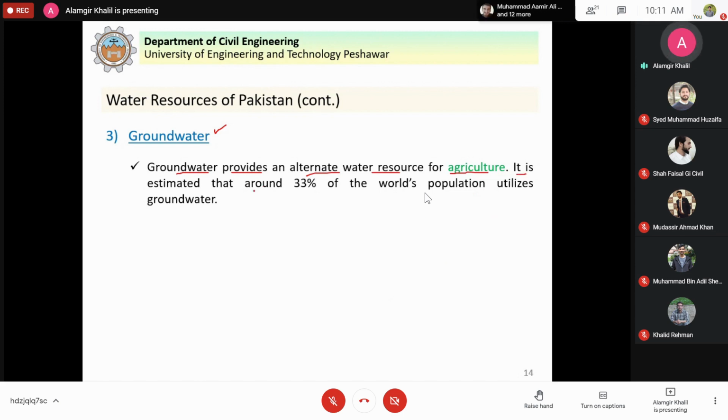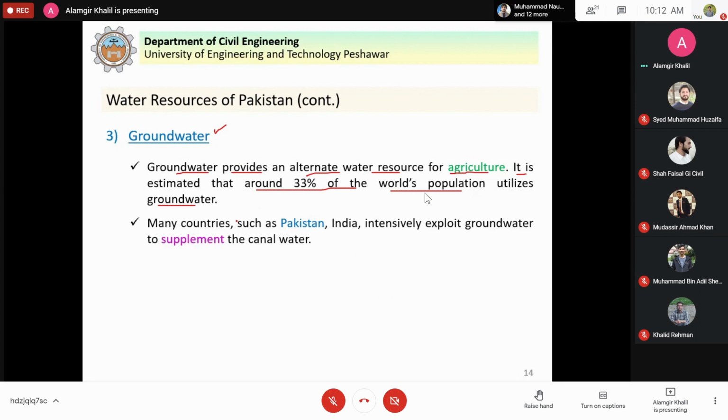It is estimated that around 33% of the world's population utilizes groundwater. So you can see here that it is a very valuable resource of fresh water available to us for different purposes. Now, many countries such as Pakistan and India intensively exploit groundwater to supplement the canal water.